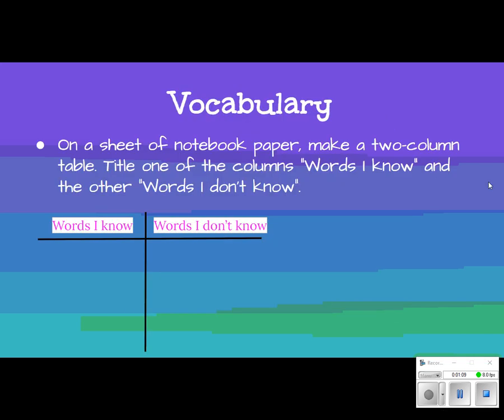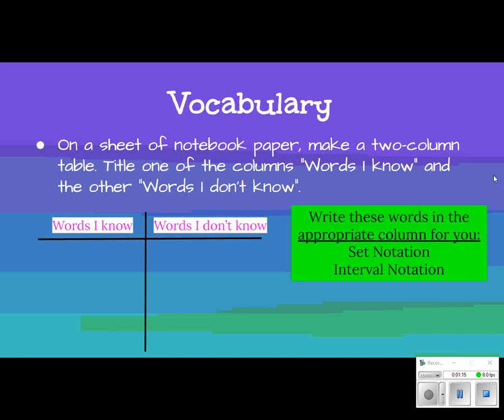All right, so on a sheet of notebook paper, make a two-column table, words I know and words I don't know, and here are your words. Set notation and interval notation. Do you know them or do you not know them? Pause the video, figure it out.